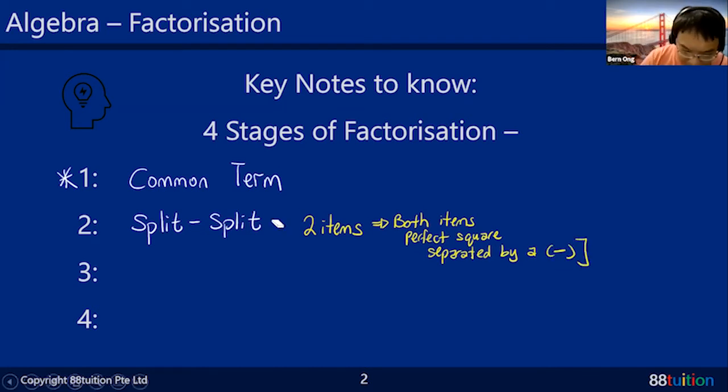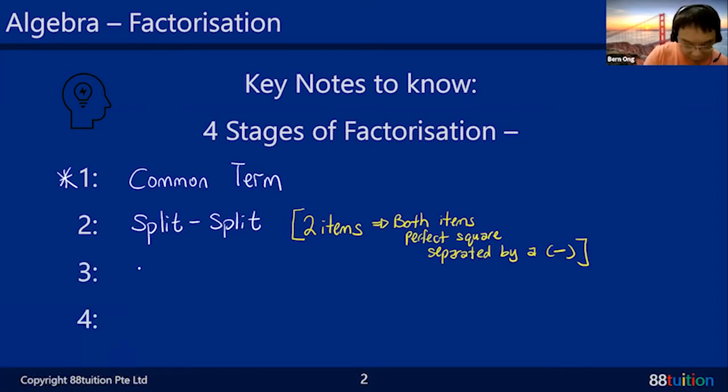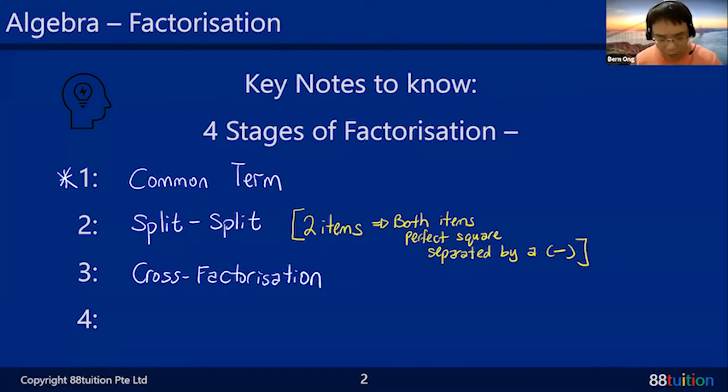Okay, later I'll explain a little bit more. All right, so this is called factorization by split. Split is 2 items. Stage number 3 is factorization by cross factorization. Right, cross factorization. Some of your teachers are using something called the box already. They draw a box. Later I'll show you both methods, don't worry.